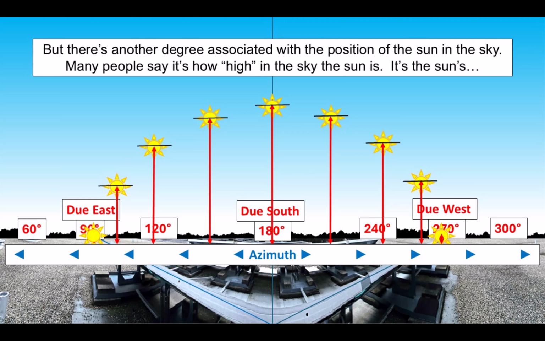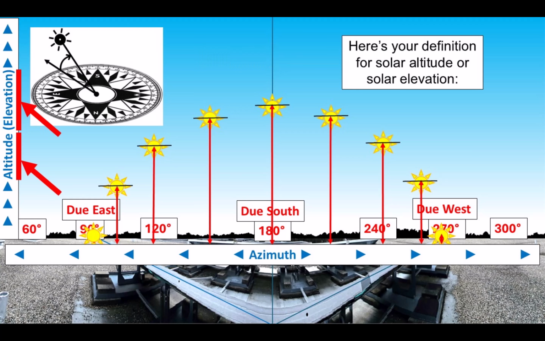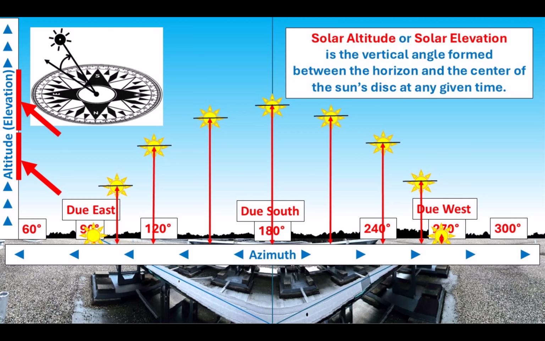But there's another degree associated with the position of the sun in the sky. Many people say it's how high in the sky the sun is. It's the sun's altitude, or elevation. Here's your definition for solar altitude or solar elevation. Solar altitude or solar elevation is the vertical angle formed between the horizon and the center of the sun's disk at any given time.